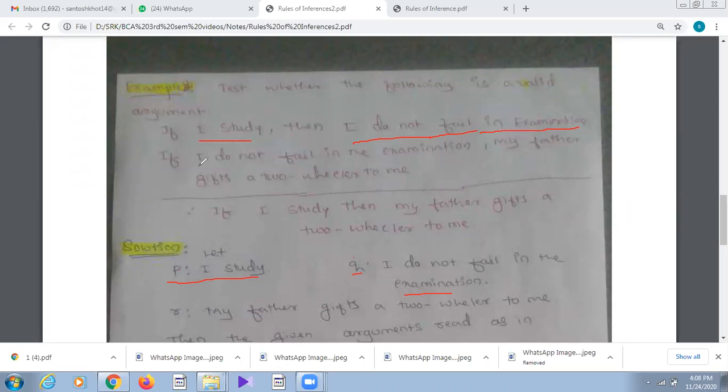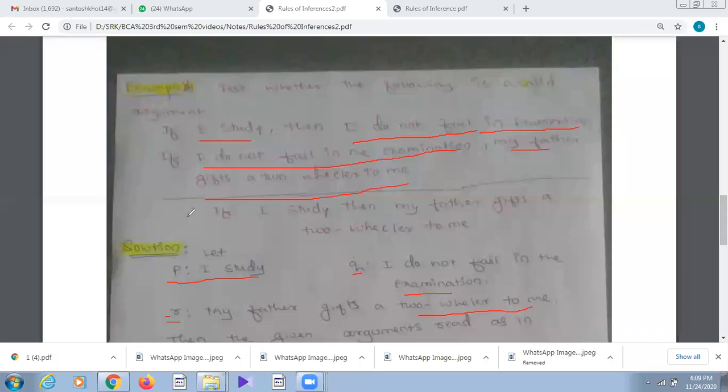The next premise is "if I do not fail in the exam," the same sentence, "I do not fail in the examination." So this is the same, Q. Similar sentences we ignore when symbolizing. And next, "my father gives a two-wheeler to me." That is the third sentence, and we denote it as R.